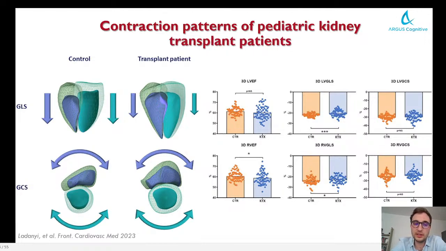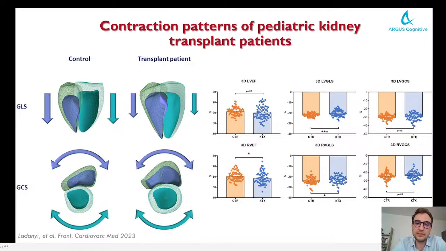attributable to the decrease in right ventricular three-dimensional longitudinal strain, which was significantly lower in the pediatric kidney transplant population. However, the right ventricular circumferential strain was comparable between these two groups. So even though this was not an overt cardiac disease population, we are able to demonstrate some mild but definitely seeable changes in the right ventricular motion, in the contraction pattern.